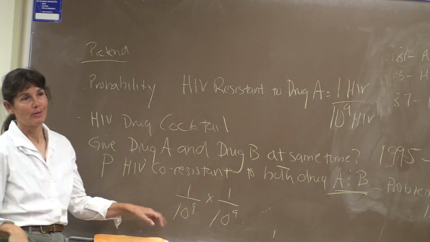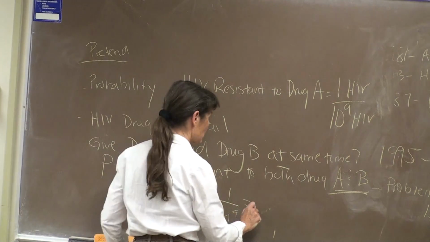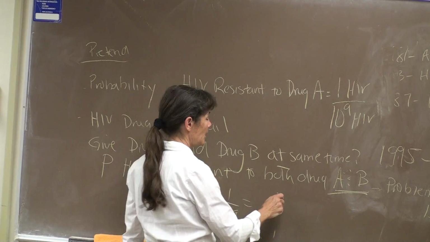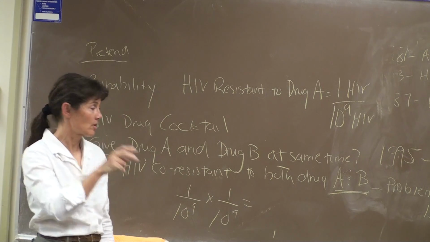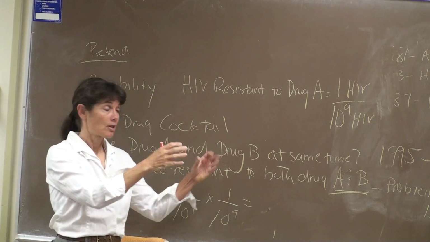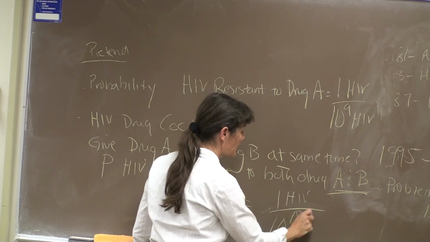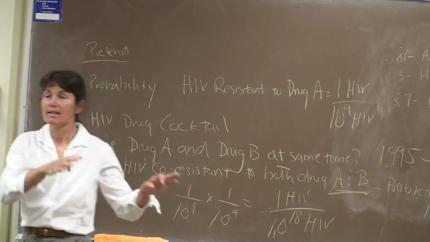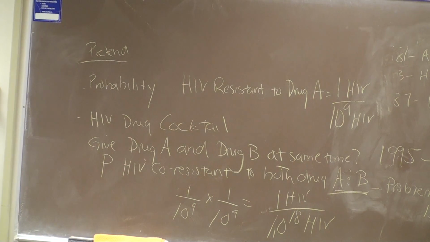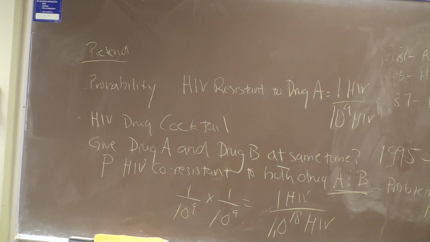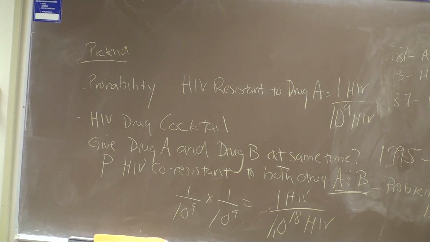And you guys might remember when we multiply by powers of 10, we get to add the exponents. So the probability of getting two drug resistant HIV, if you're given the drugs at the same time, is 1 HIV out of every 10 to the 18th HIV that are replicated. And that is an incredible decrease in the chance of getting a mutation event that permits HIV to resist 2 drugs at the same time. And that is the philosophy behind combination drug therapy.